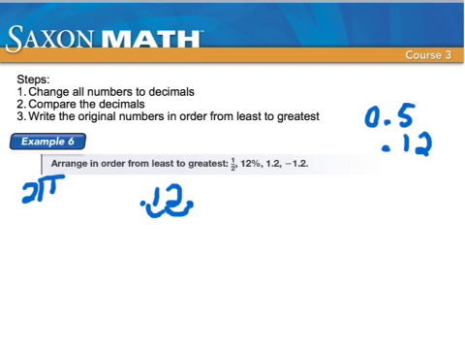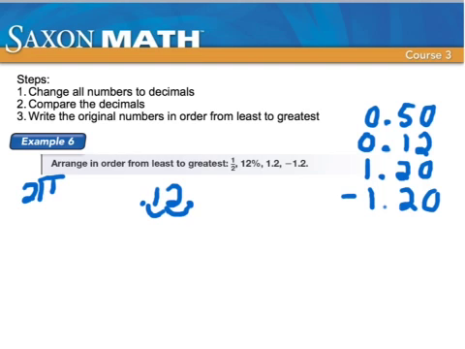Next one I've got is 1 2/10, and then I've got negative 1 2/10. So I've got all my decimals lined up. Now remember, I had to fill in zeros for those. So I've got a 0 that has to go here. Then I need some zeros in my hundredths columns for the rest of these numbers.